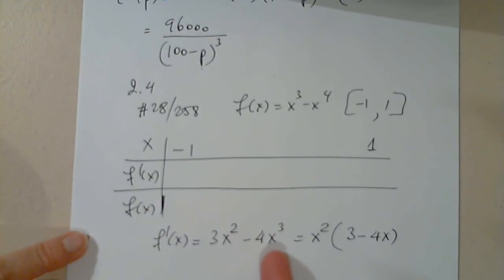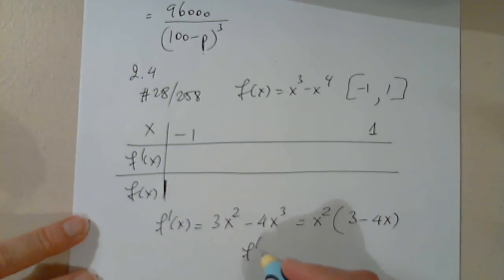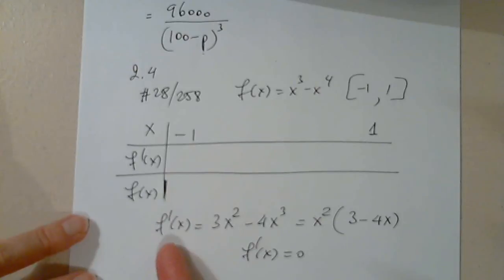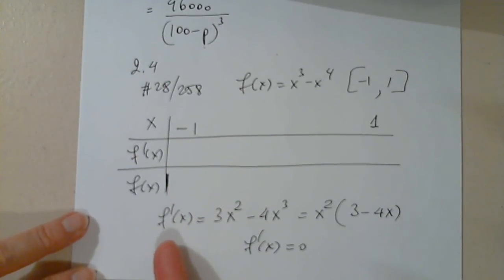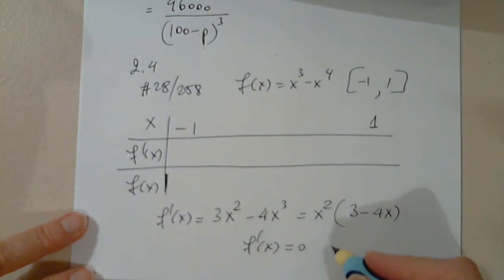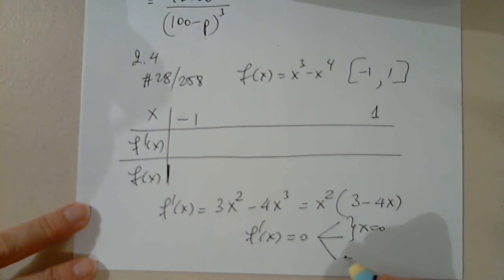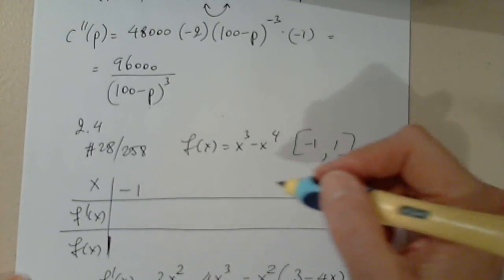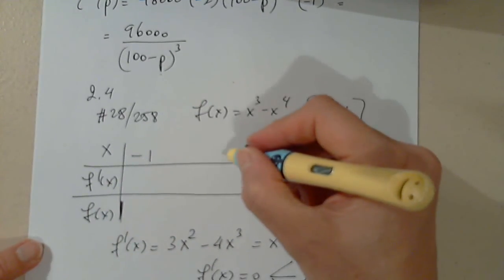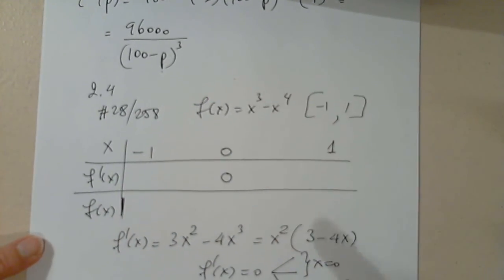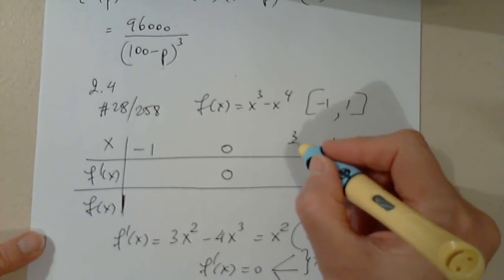Degree is 3. I have to find 3 solutions from f prime being 0. There is no critical number coming from f prime undefined. So I expect 3 solutions. However, 2 of them are the same, x equals 0, and the other one is x equals 3/4. So I go back to my chart, 0 and 3/4.